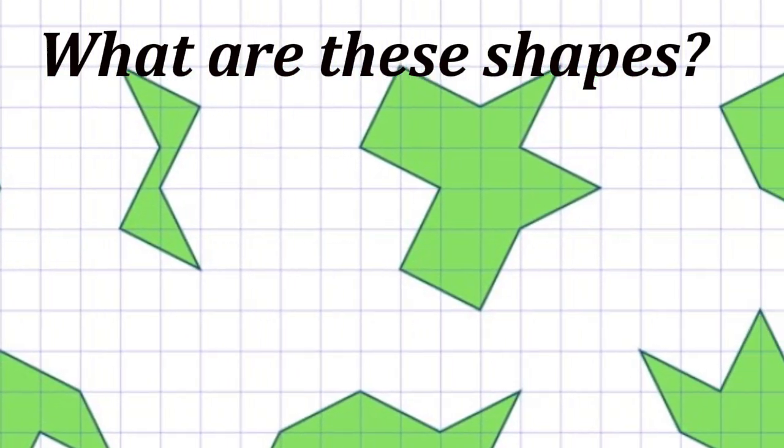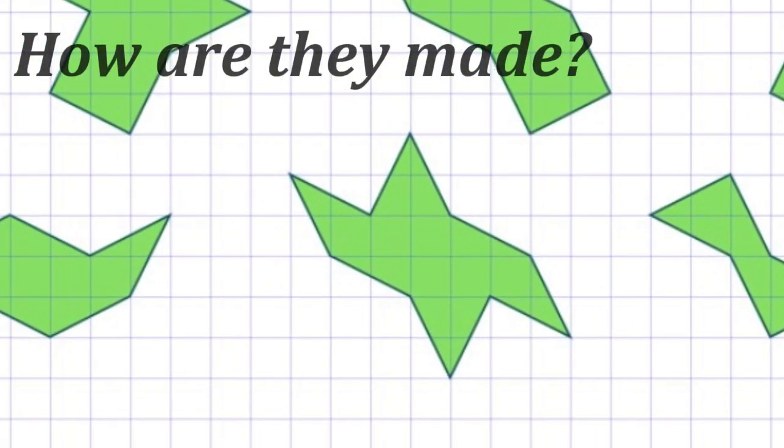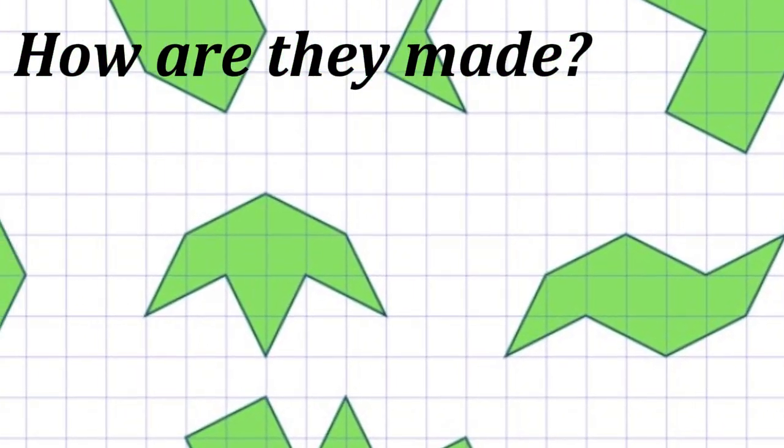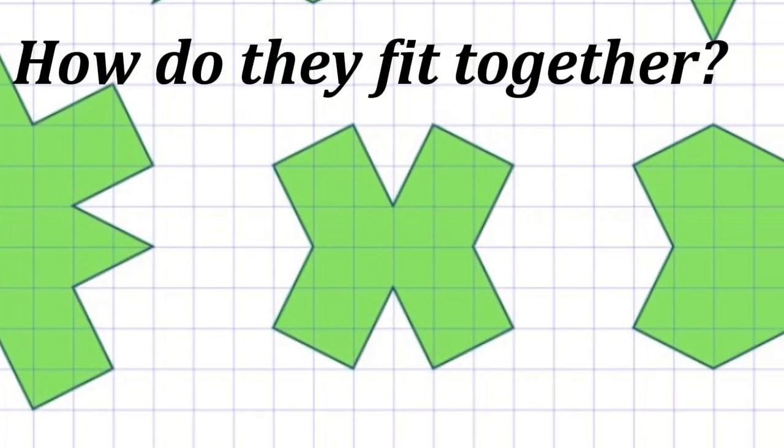What are these shapes? How are they made? How do they fit together?